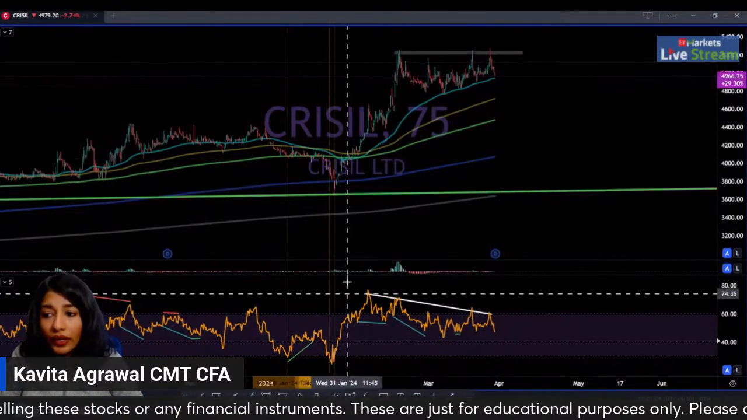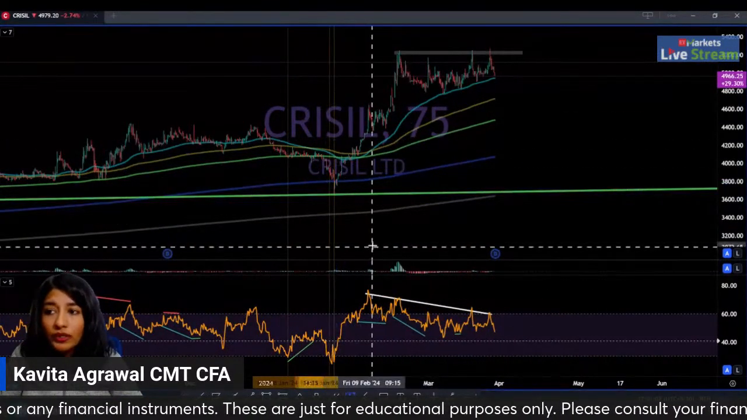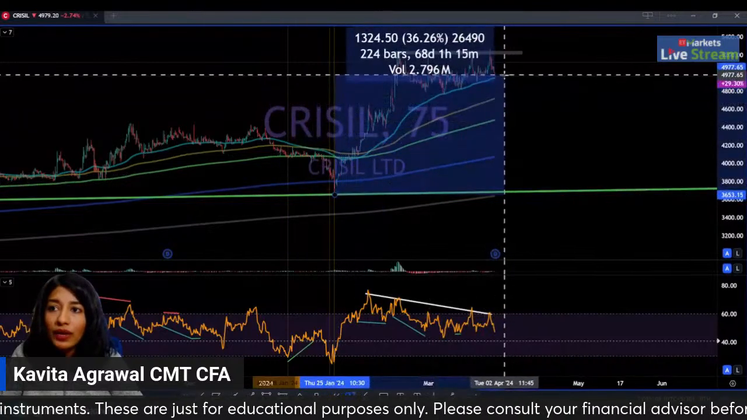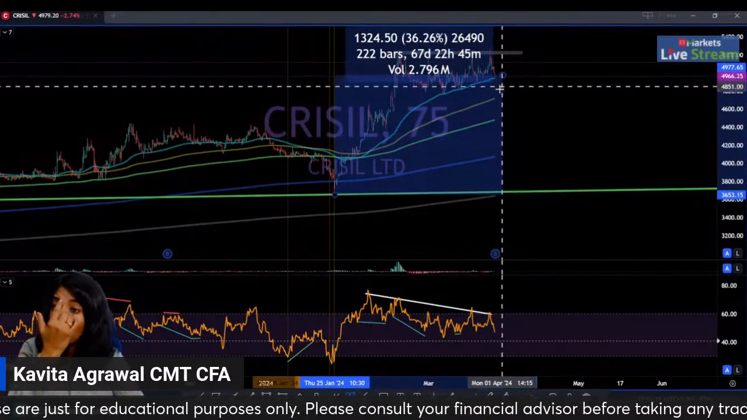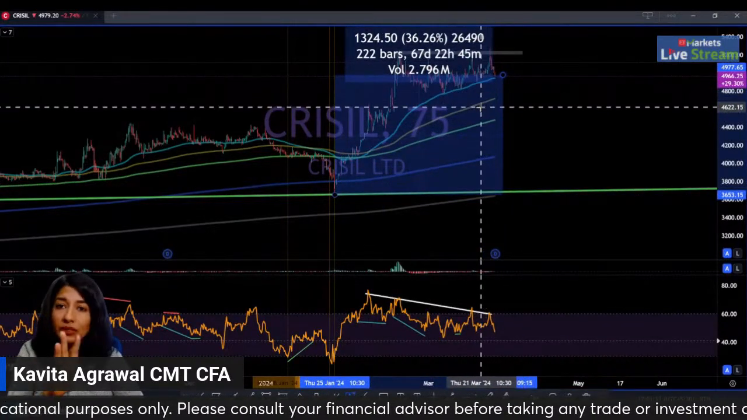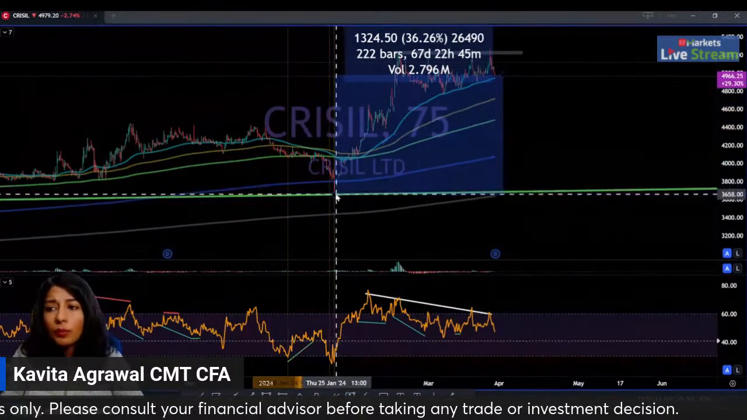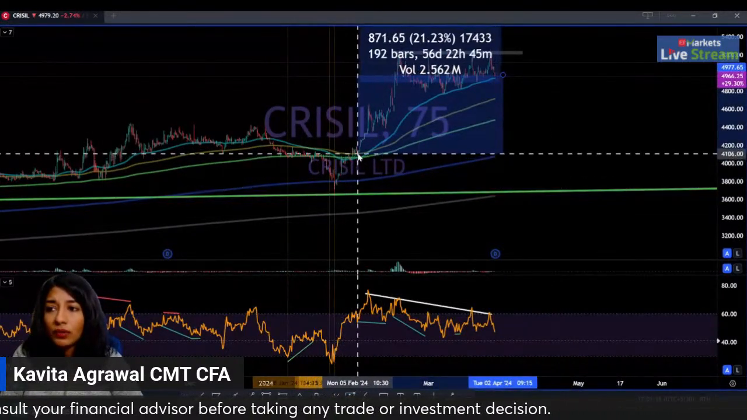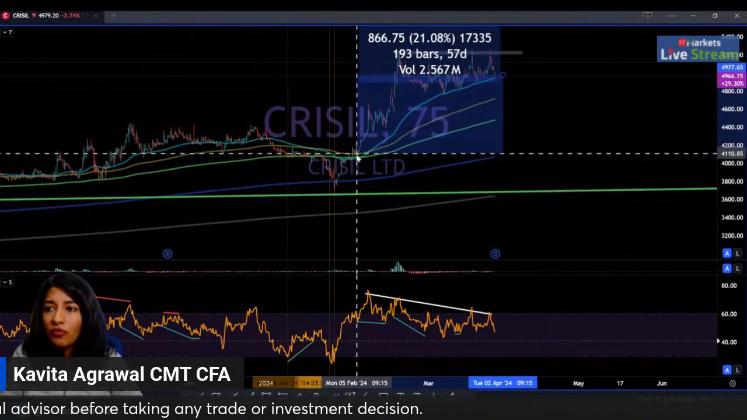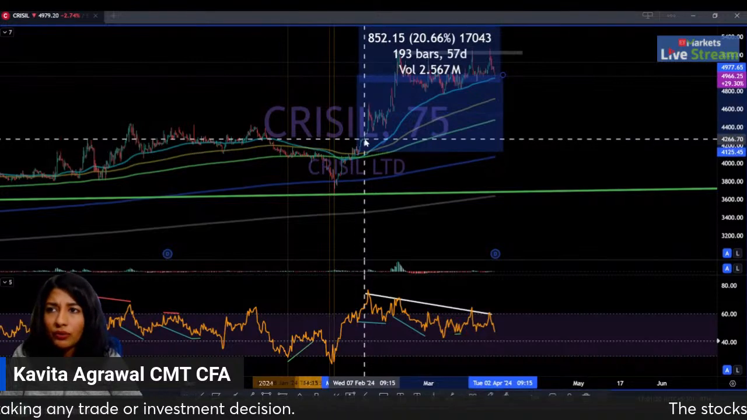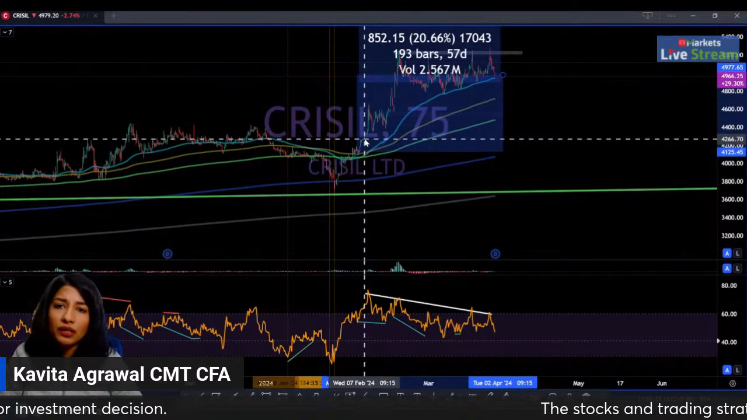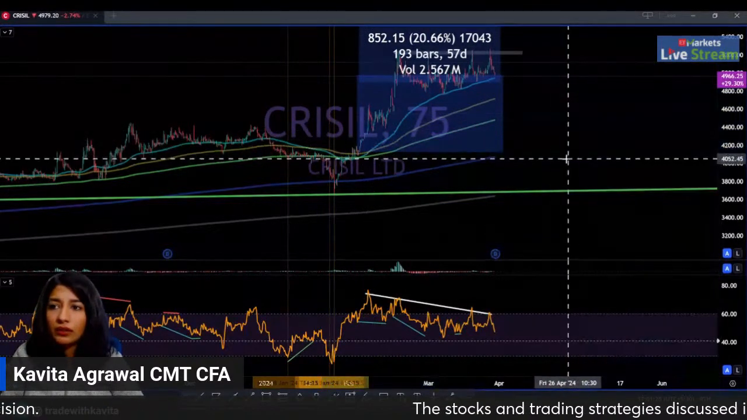So now is a very good time to book profits in this stock. Even if you're booking tomorrow, it's a nice little 36% upside, right? Suppose you did not even enter here, you waited for some confirmation in the form of a higher high, so you would have entered somewhere around here. Still, a 20% upside in 57 days is very, very decent returns.